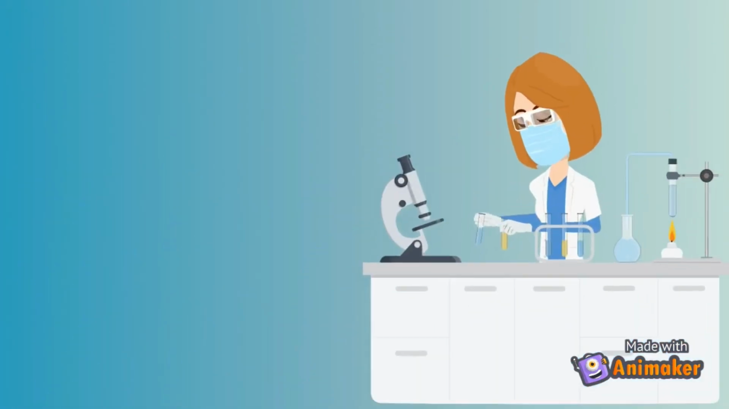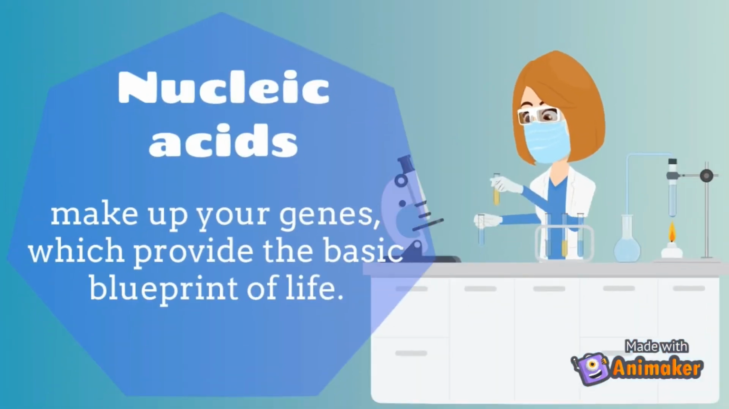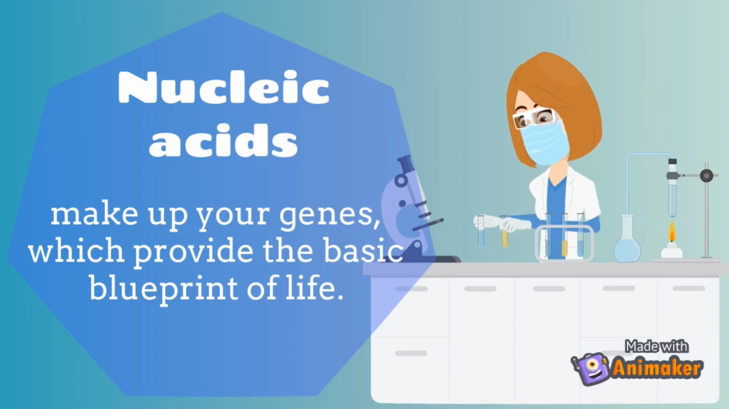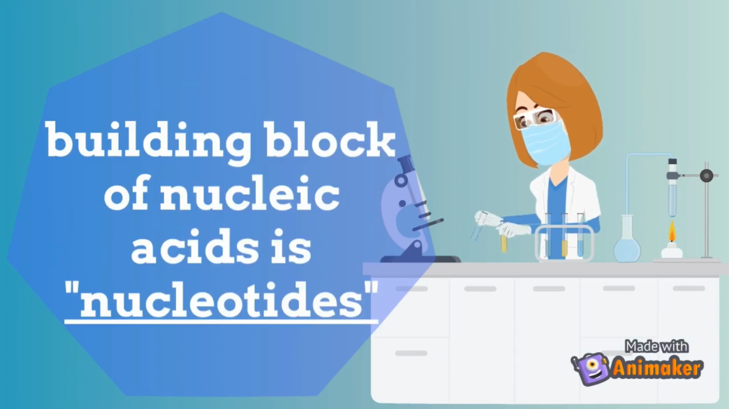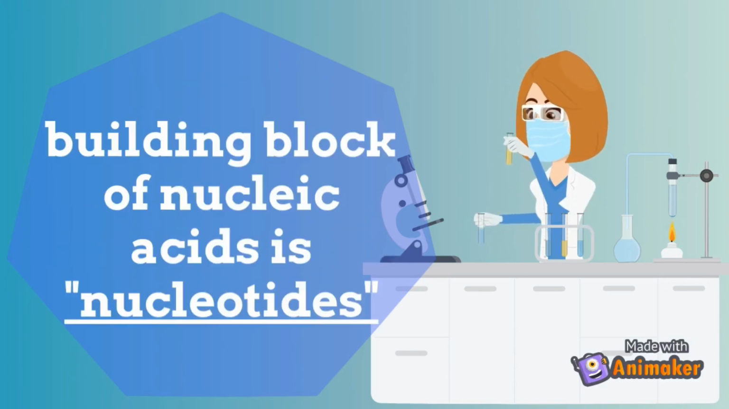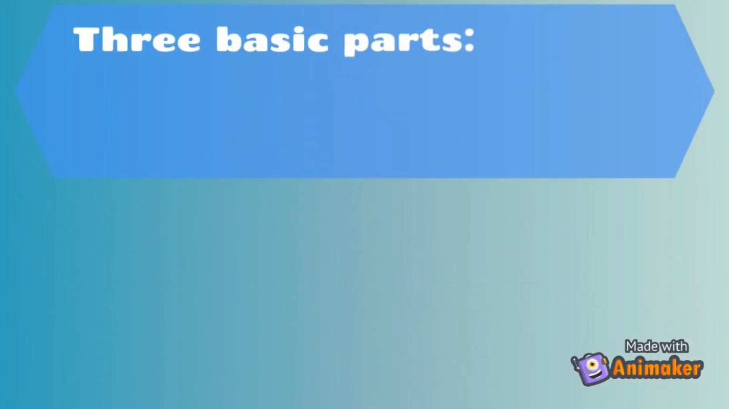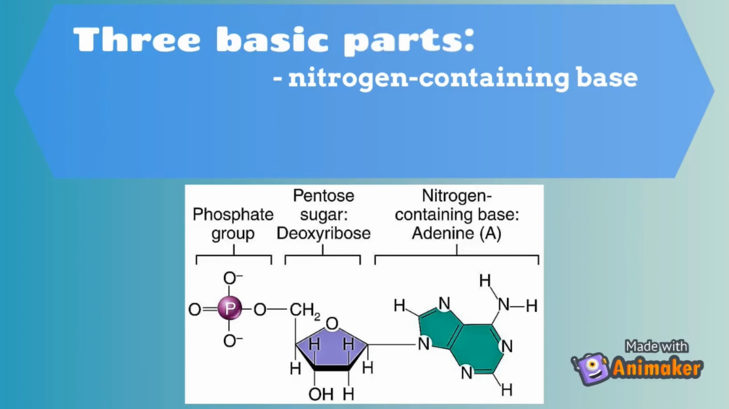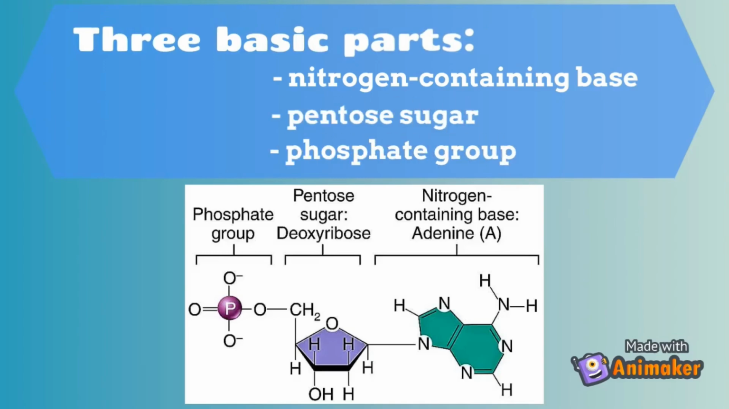Moving on, nucleic acids make up your genes, which provide the basic blueprint of life. The building block of nucleic acids is nucleotides. It consists of 3 basic parts: a nitrogen-containing base, a pentose sugar, and a phosphate group.